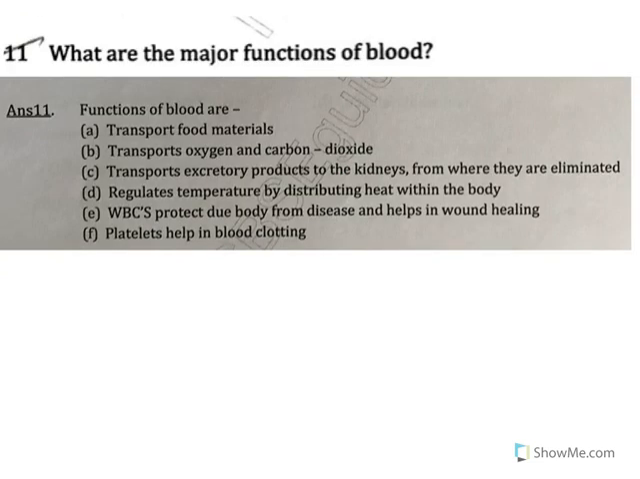What are the major functions of the blood? First, transport of food materials. Next, transport of oxygen and carbon dioxide between the lungs and the different cells of the body. Transport of excretory products to the kidneys, where they are thrown out. Then it regulates temperature by distributing heat within the body. The WBCs protect the body from disease and help in wound healing. They help in fighting infections, the white blood cells. Platelets help in clotting. These first are all concerned with transport.